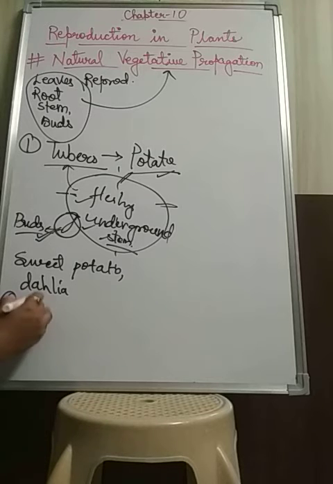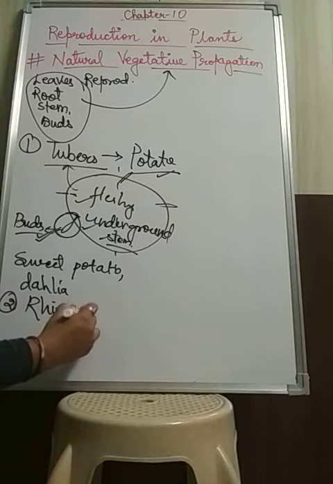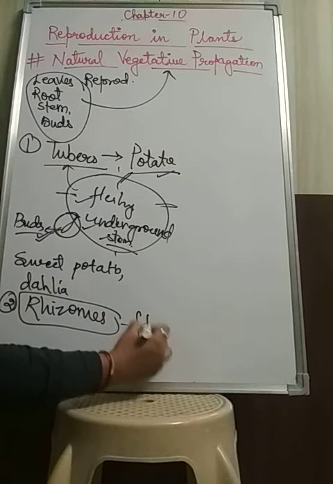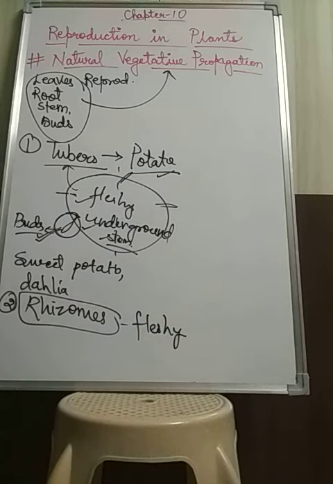Now the second one is rhizomes. The second type of structures are known as rhizomes. These rhizomes are again fleshy, but they are horizontal underground stems.